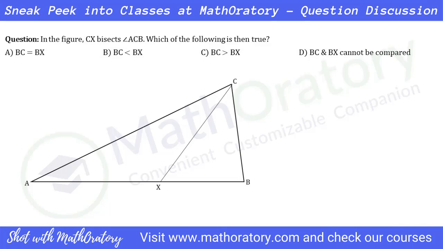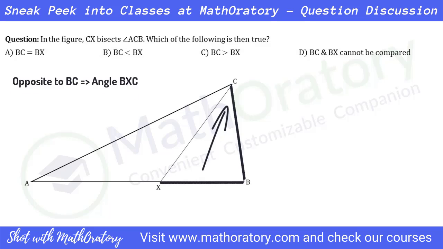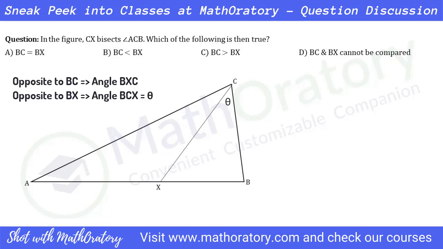We have been told that CX is bisecting this angle ACB, so this angle is equal to this angle. Now, what are we comparing? Which of the following is true? We have to look at the options, right? Now, we are comparing BC and BX. These two sides are part of which triangle? Triangle BCX. So if I have to compare this side BC with this side BX, I can compare the opposite angles. Opposite to BC is this angle and opposite to BX is this angle. If I consider this angle to be theta, this angle should also be theta because these two are equal.